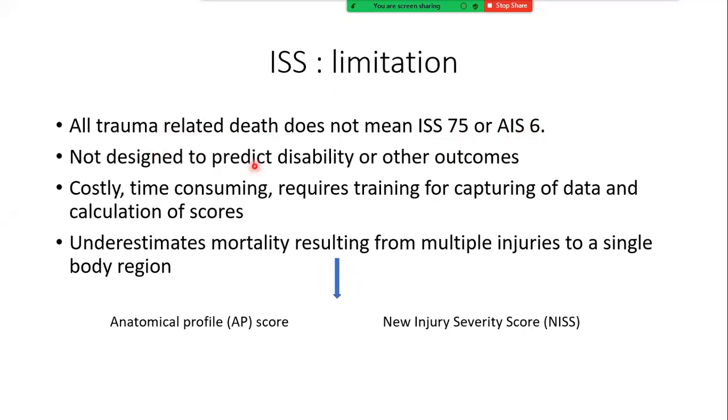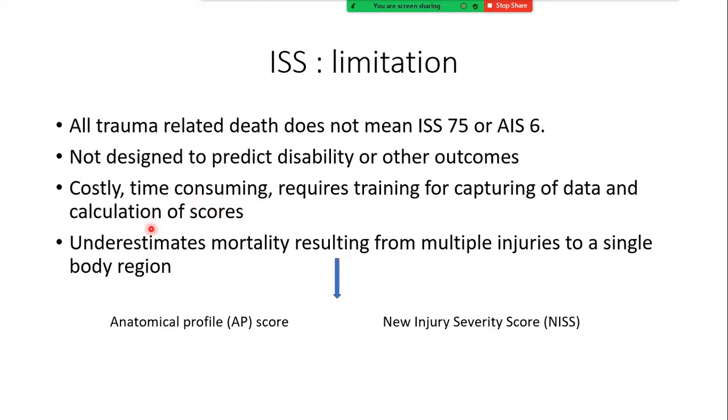It is not designed to predict disability or outcome. So it cannot predict how much disability there will be. It is only to give you the mortality indicator, not the outcome in terms of how much disability the patient will have. For disability, we have to use a different scoring system. It is costly. It is time consuming. It requires training, because until you are specifically trained in calculating AIS, you cannot give a proper ISS. It requires training for capturing the data and calculation of the score.